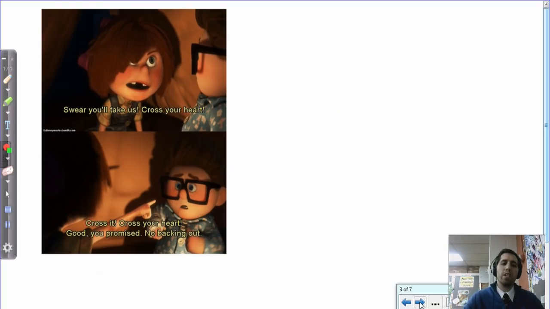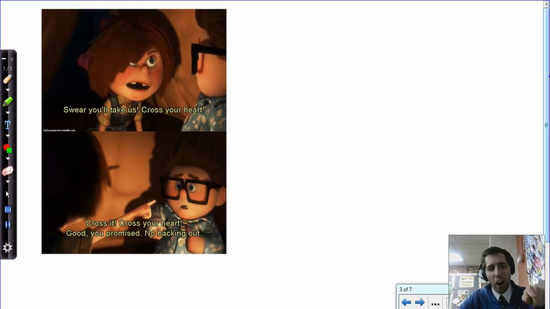So I stole a little clip from the movie Up, and early on in the movie, she's making him swear to be an adventurer and take her to Paradise Falls, and she goes, "Swear you'll take us. Cross it, your heart. Cross it, cross your heart." And he's really scared, and he crosses it, and she goes, "Good, you promised. Now no backing out." So she got him hooked.